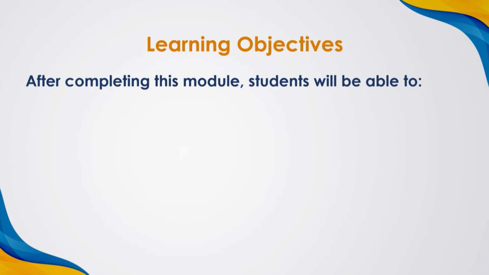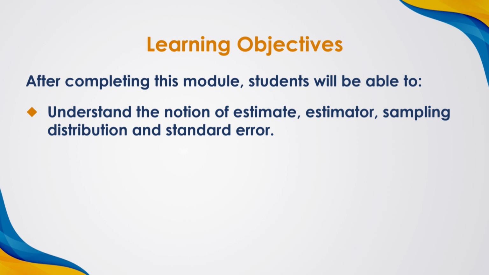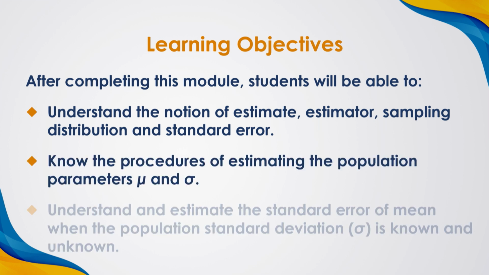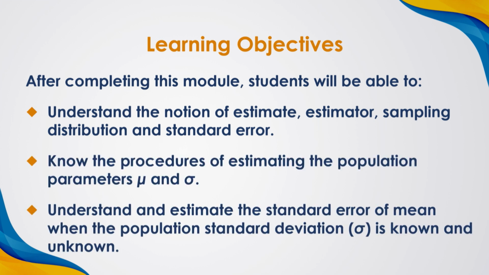What are you going to learn in this lesson? Let us look at the learning objectives. The learning objectives are: after completing this module, the students will be able to understand the notion of the estimate, estimator, sampling distribution and standard error. Know the procedures of estimating the population parameters of mu and sigma. Understand and estimate the standard error of mean when the population standard deviation sigma is known and unknown.